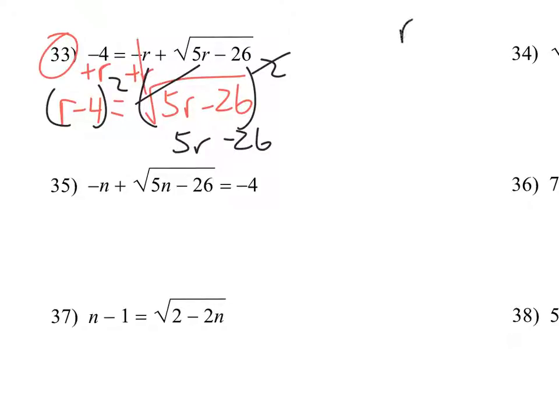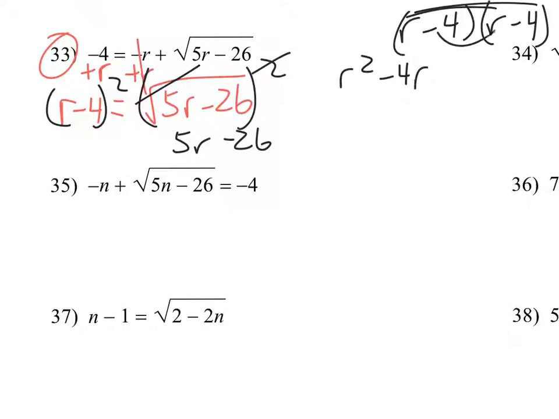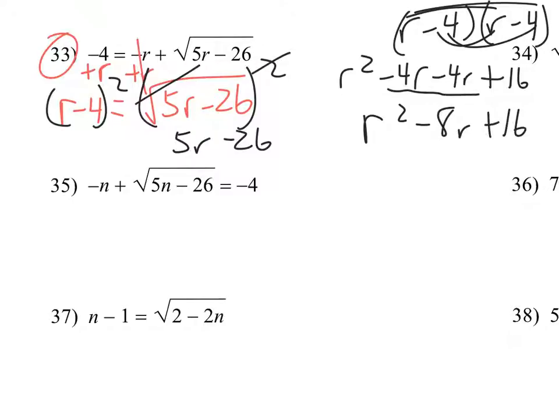On the other side, I need to square r minus 4. Now, when you square a binomial, you can't just square each term. You have to FOIL it together. So r times r is r squared. R times negative 4 is negative 4r. Negative 4 times r is negative 4r. And then plus negative 4 times negative 4 is 16. I can go ahead and put these two terms together. So I get minus 8r plus 16.